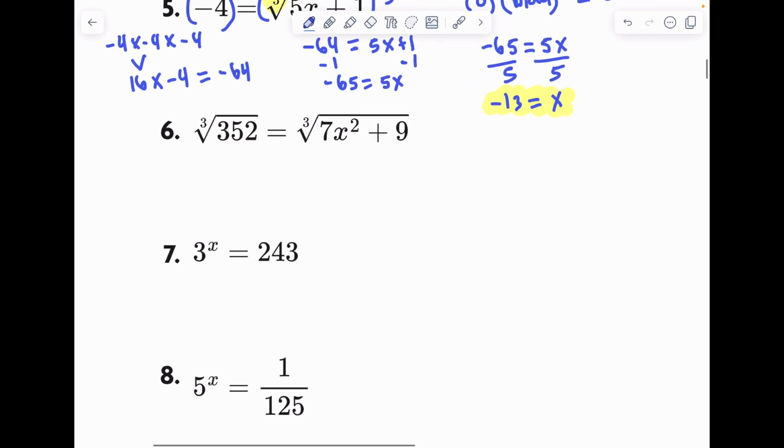Number 6. So for number 6, we have a cube root, and then we have another cube root. So cube root of 352 equals cube root of 7x squared plus 9. And I think what's going to happen here is that we can go ahead and cube both sides, right? So that's going to get rid of it. So essentially, you only care about this inside part. So you would set these two equal to each other, okay? So you have 352 equals 7x squared plus 9.